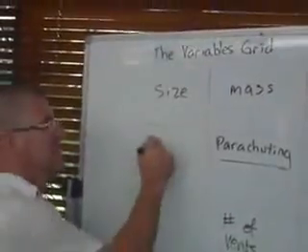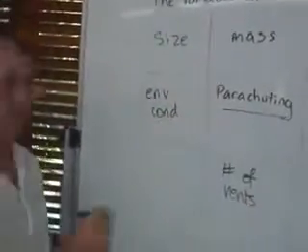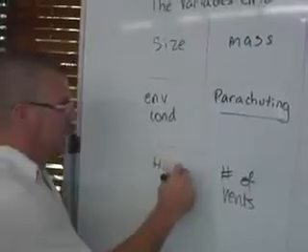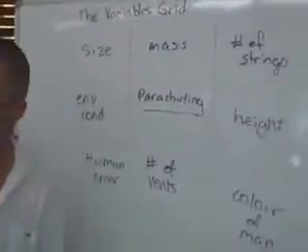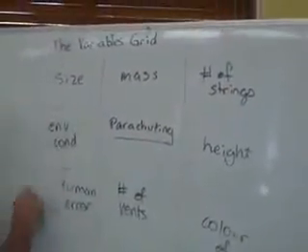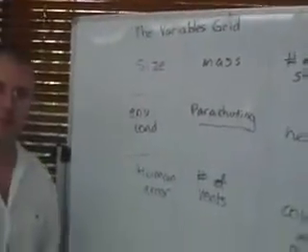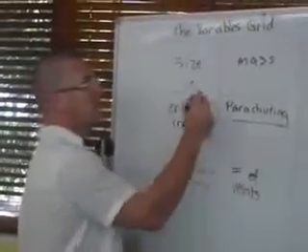Environmental conditions. Human error. And if you have extra ones, it's easy to make your grid even bigger, and you just keep expanding. Once you get to that stage, put a C for all the things that you are going to control.